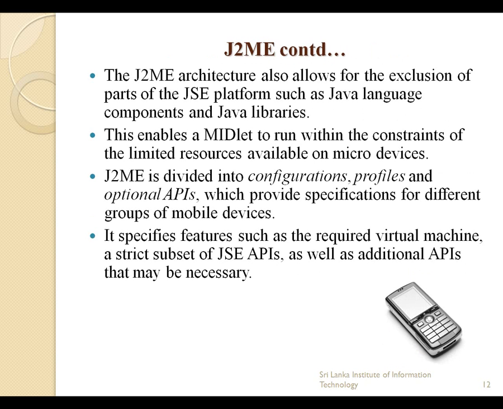The J2ME architecture also allows for the exclusion of parts of the JEC platform such as Java language components and Java libraries. This enables a midlet to run within the constraints of the limited resources available on micro devices. J2ME is divided into configurations, profiles, and optional APIs which provide specifications for different groups of mobile devices. It specifies features such as the required virtual machine, a strict subset of JEC APIs, as well as additional APIs that may be necessary. Let's move to the other slide.